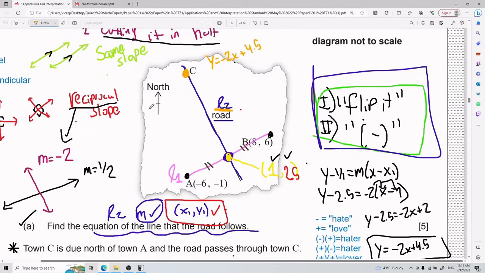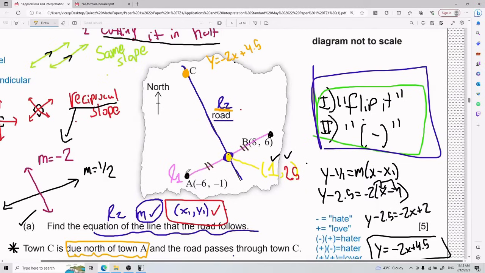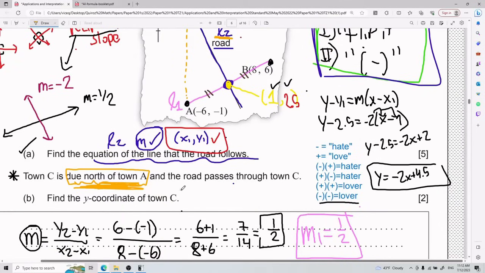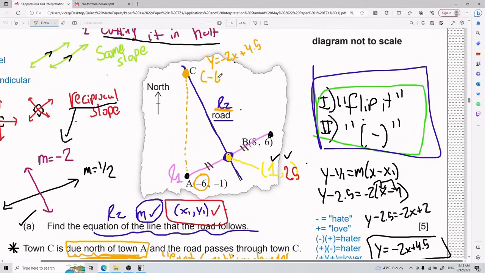And what else do we know about point C is that it is due north of town A. Now this detail here, although it seems small, is super important. Because it is due north of town A, you can assume it is exactly north of town A. What does that mean? Since it is due only north, that means my east or west remains unchanged. And so what is my east or west of point A? It is -6. So I know that point C is -6, comma something. Once I find that something, I will have all of part B.